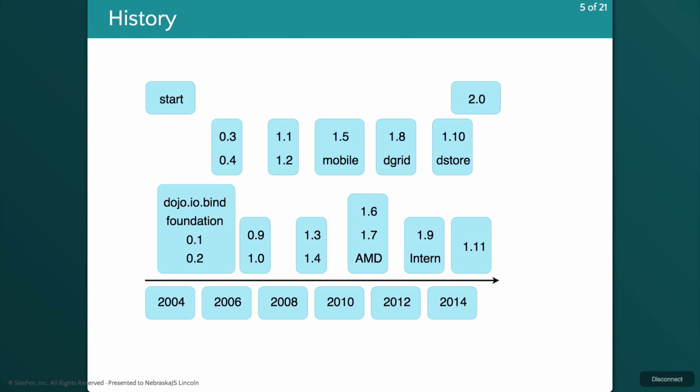Dojo is pretty old. It's got a long history. It started around 2004 with the very early versions. I came in and started using it right around the 1.4 era, even though they were actually on 1.7. The app I was working on was a 1.4 app, and I upgraded to 1.7, and that's when they switched everything to AMD and then continued on.